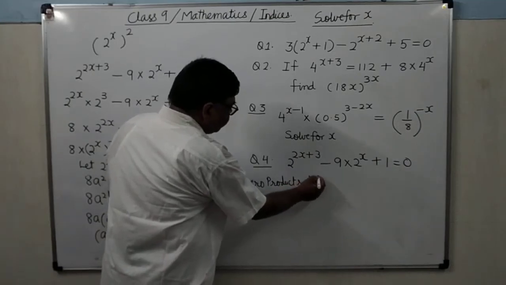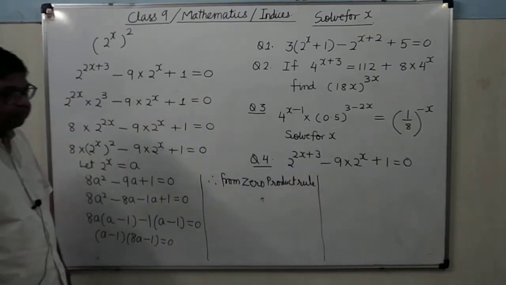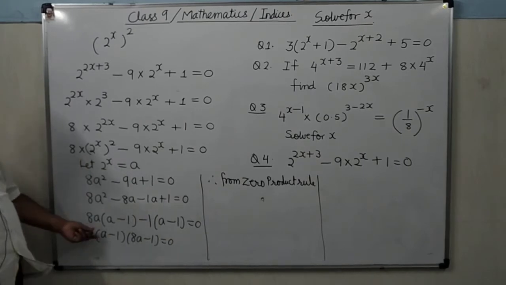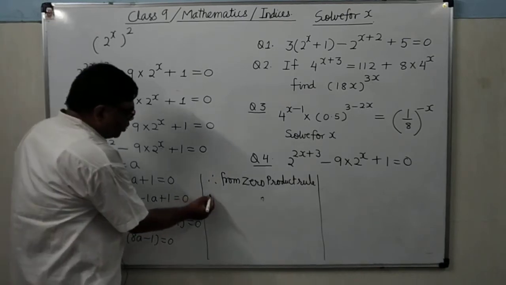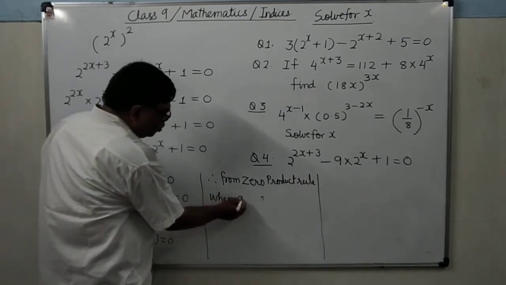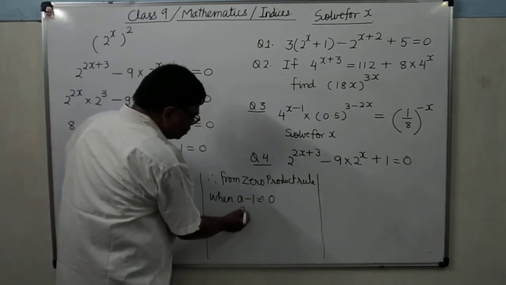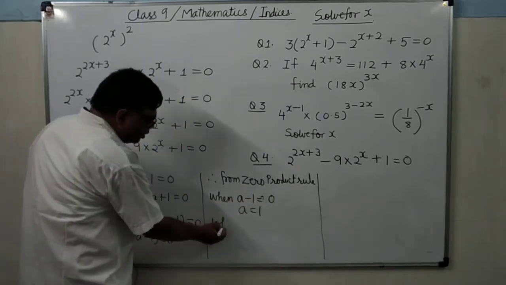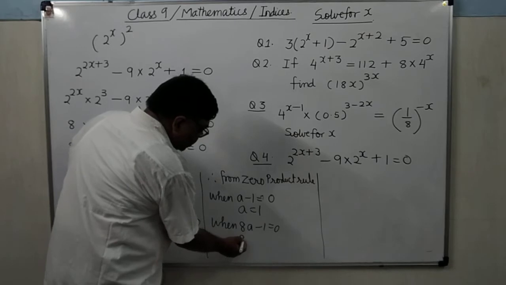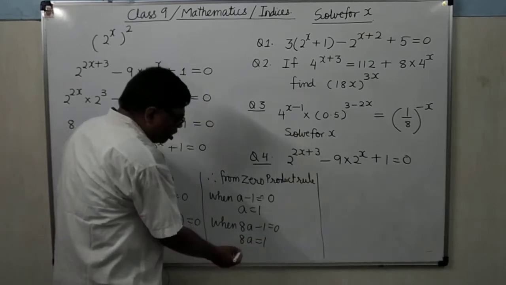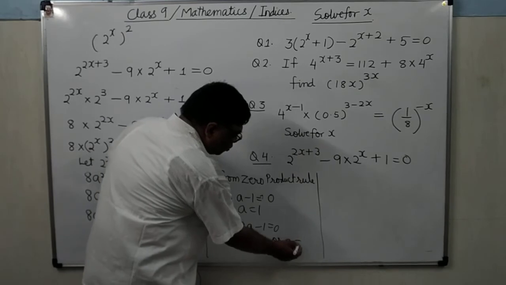from zero product rule. What is zero product rule? If the product of two quantities is 0, then either first quantity will be 0 or second will be 0. So here a minus 1, when a minus 1 equals to 0, a equals to 1. When 8a minus 1 equals to 0, 8a equals to 1, or a equals to 1 upon 8.